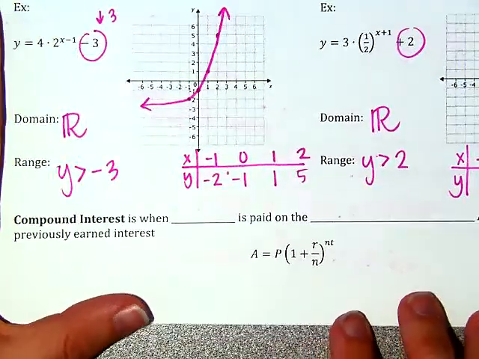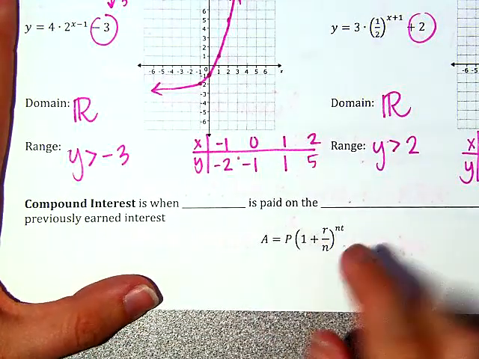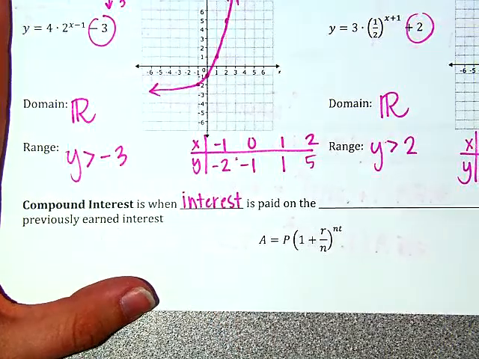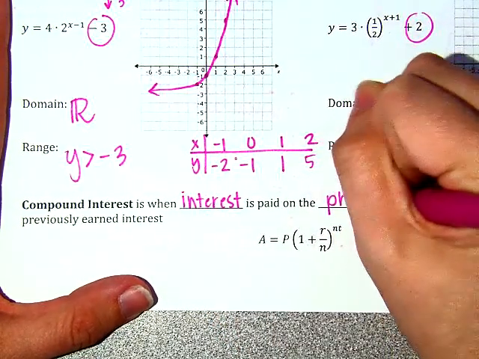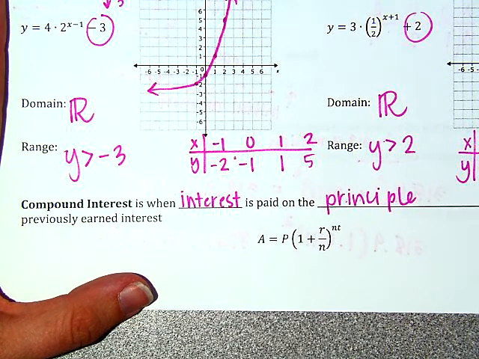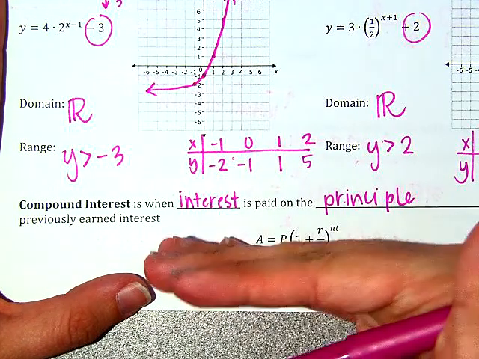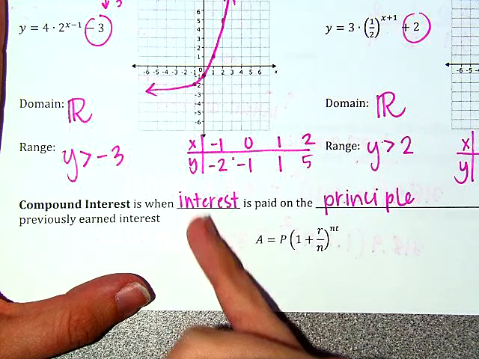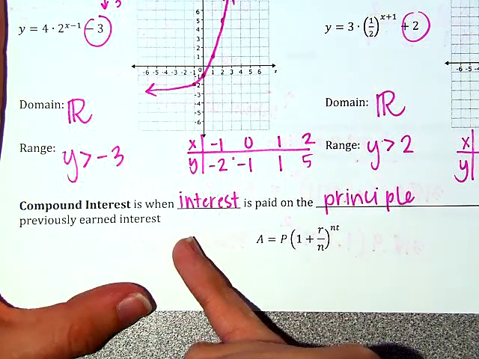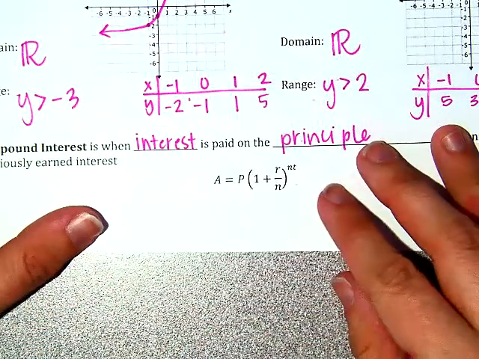Next part, compound interest. So we have this nice formula here. It's when interest is paid on the principal and on the previously earned interest. This is good. When you put money into the bank, you want interest to accrue and whatever you've earned to accrue. Accrue just means make money.